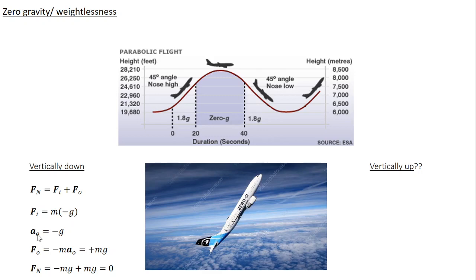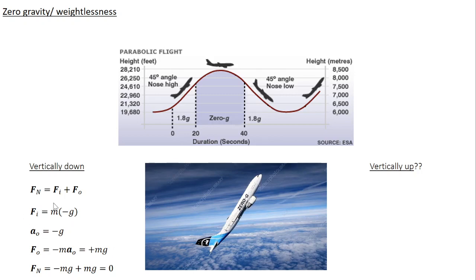Now, what is A0? A0 is the acceleration of the frame. Your frame is the plane. The plane is moving in the downward direction with an acceleration which is equal to the acceleration due to gravity. Downward direction is negative, so A0 is minus g. So the fictitious force acting on the system is minus mA0, which is plus mg.